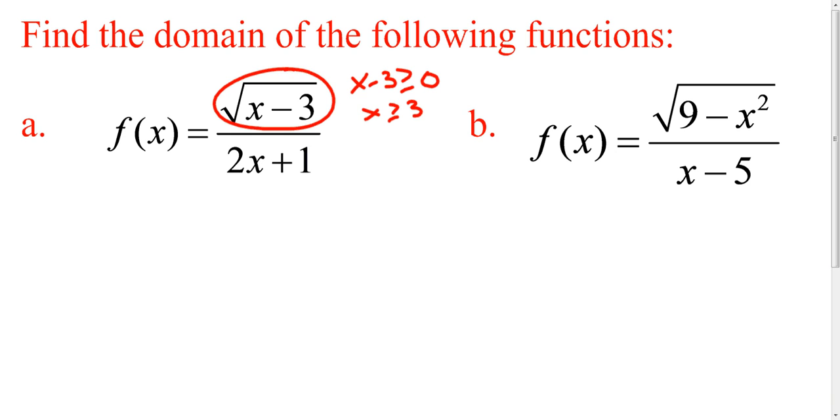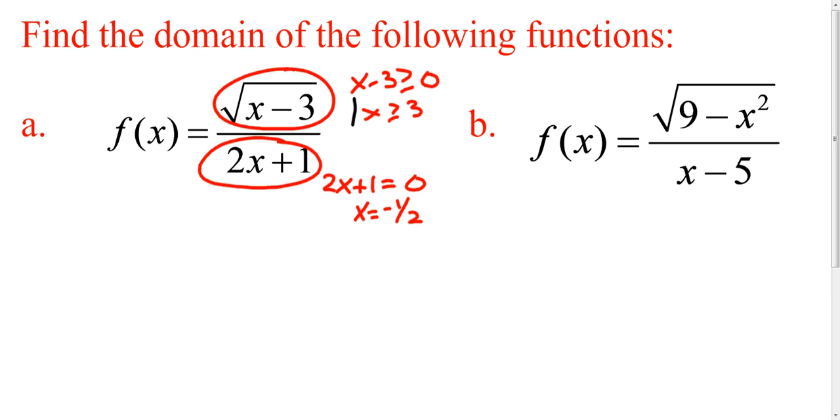Okay? Down here, I can't have a 0 in the denominator, so I need to figure out what I would have to plug in for x to make my denominator be 0. So I'm going to set it equal to 0 and solve it. So I would subtract 1, divide by 2, and x equals -1/2. So if x is -1/2, that means that my denominator would be 0, and I can't have that, okay? X can't be -1/2.